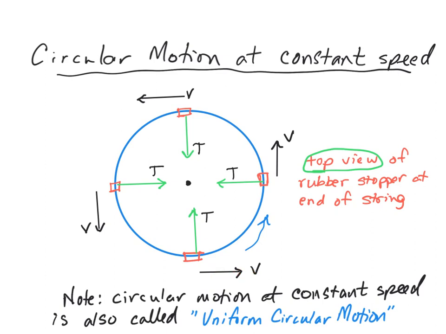But the net force, the thing that causes it to go in a circle, is the tension in the string that's acting on the stopper. So my object of interest is the stopper. That's the thing that's moving in a circle. The unbalanced force that keeps it going in a circle, in this case, is that tension force. And I show it always pointed towards the center of the circle, regardless of which position it's in.